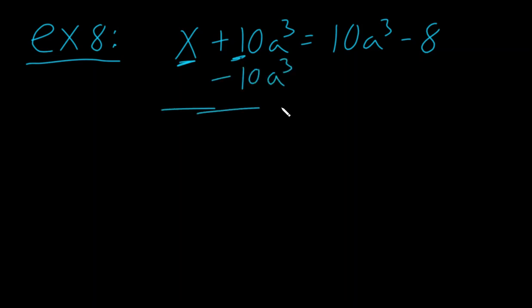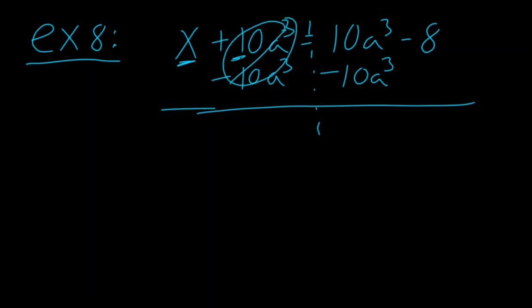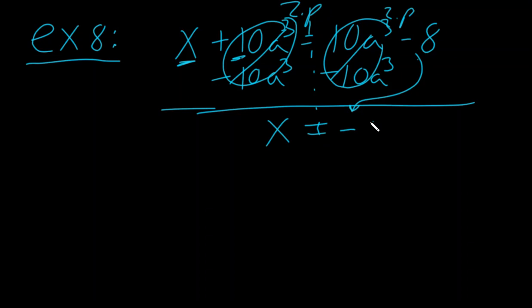And remember, whatever we do to the left side of the equation, we have to do to the right. So, this would cancel out. It'd be a 0 pair. This would cancel out. It'd be a 0 pair. And we would say x is equal to negative 8. So this is why additive inverses are so useful. They can really clear up a function or an equation for us very quickly.